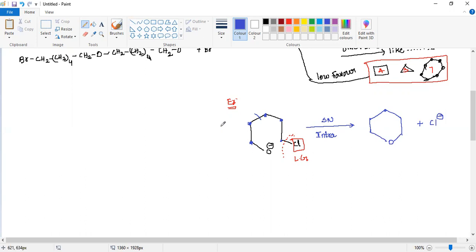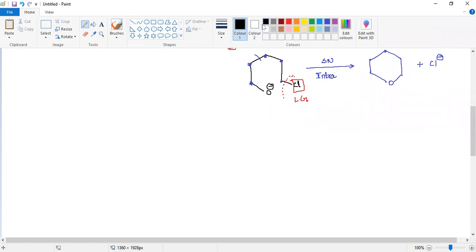Let us give one more example. So this is the second example. NH2, and here CH2, CH2, CH2, CH2, Cl is there. This chlorine should be known as the leaving group. Let us say it follows SN reactions. Only one molecule is there, so that means it is also intramolecular.